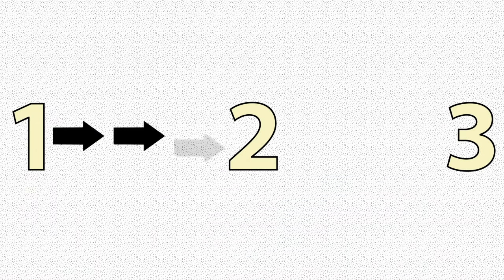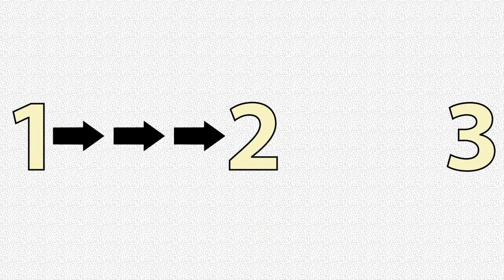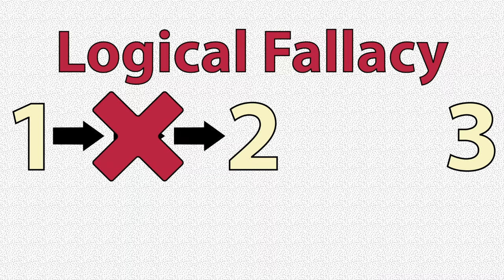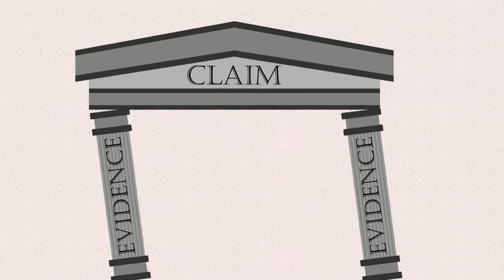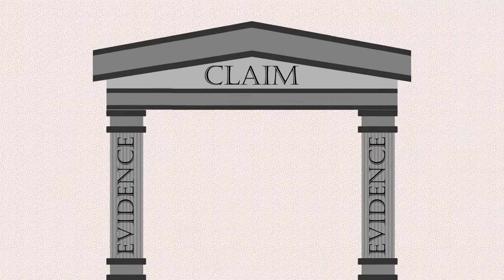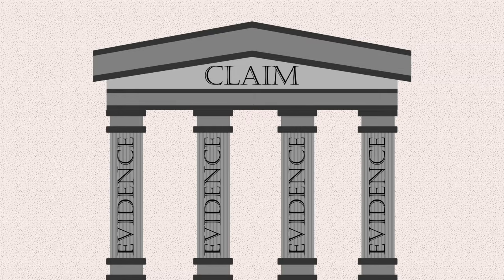In academic writing, we use logic to present our arguments in a convincing manner. When there is an error in logic, it's called a logical fallacy. In the words of author Dorothy Seyler, these are arguments that don't work. They can sound convincing, but upon further inspection, the evidence doesn't hold up. Even if the claim is true, the evidence must support the claim for the argument to be effective.